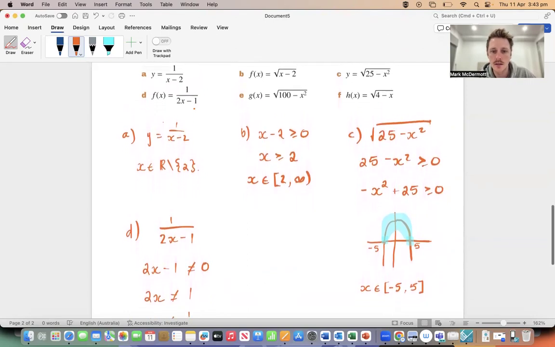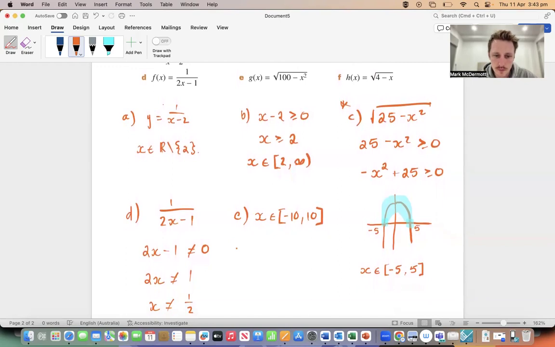Okay, part E is similar to part C. In fact, it's pretty much exactly the same as part C. It's just 100 rather than 25. So I'm just going to go ahead and write the answer straight away for the exact same reason as part C. X is going to be an element of, not between negative 5 and 5, it's going to be between negative 10 and 10 for the exact same reason as we had over here.